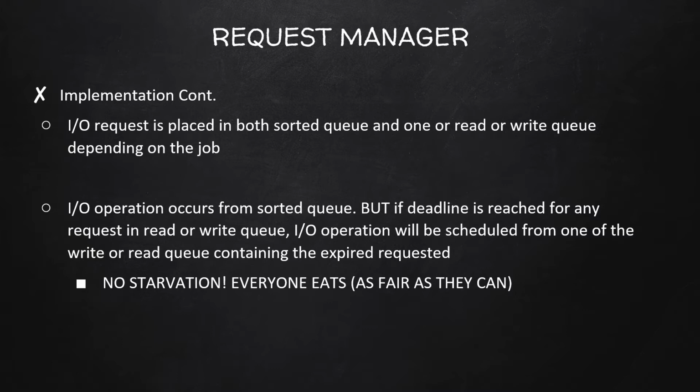I/O operation occurs from the sorted queue, but if the deadline is reached for any request in the read or write queue, the I/O operation will be rescheduled from the write or read queue containing the expired request. No starvation. Everyone eats. So why would this work? Instead of continuing to finish off one request to the I/O, an attribute known as the deadline will force the scheduler to move on to other requests.